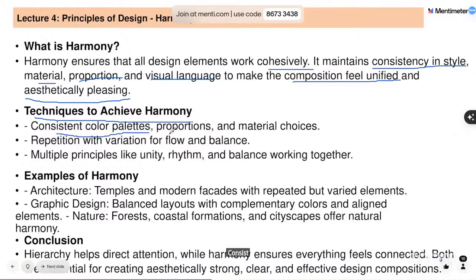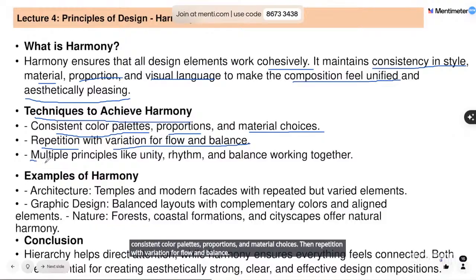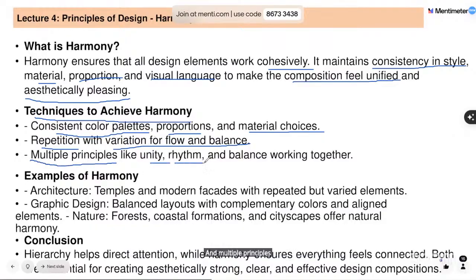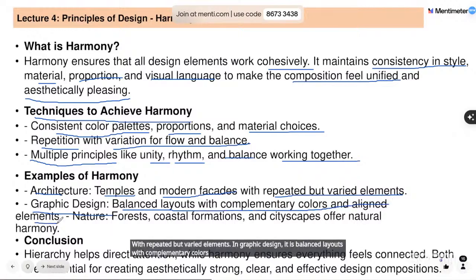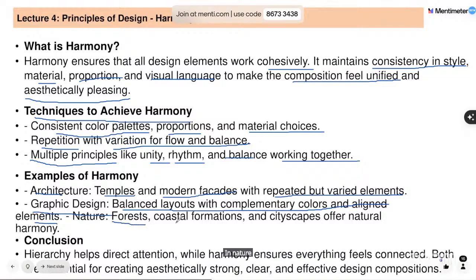Consistent color palettes, proportions, and material choices. Then repetition with variation for flow and balance, and multiple principles like unity, rhythm, and balance working together. Examples of harmony in architecture are the temples and modern facades with repeated but varied elements. In graphic design, it is balanced layouts with complementary colors and aligned elements. In nature, you can see forests, coastal formations, and cityscapes which offer natural harmony.